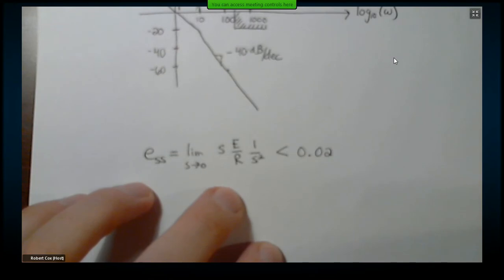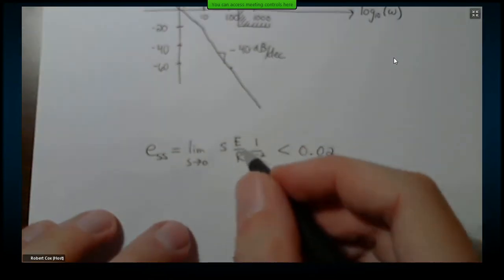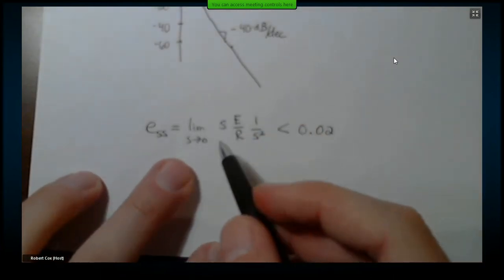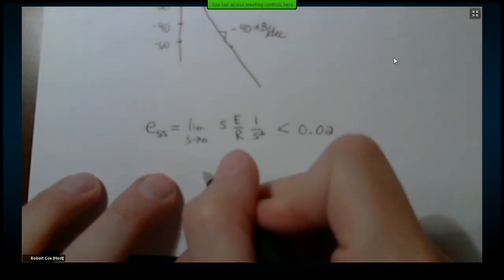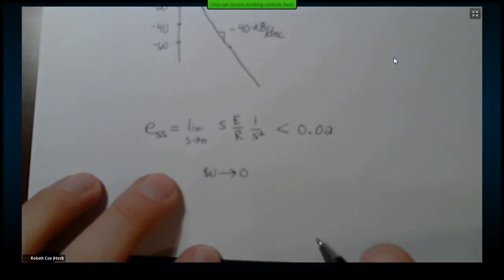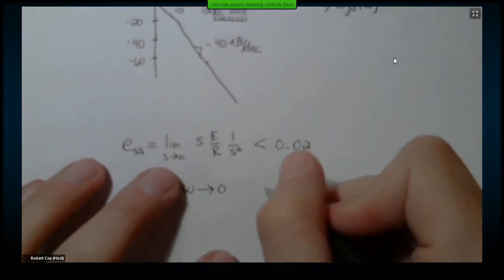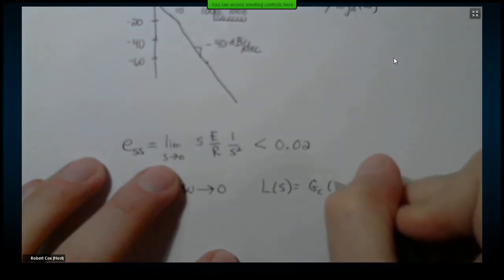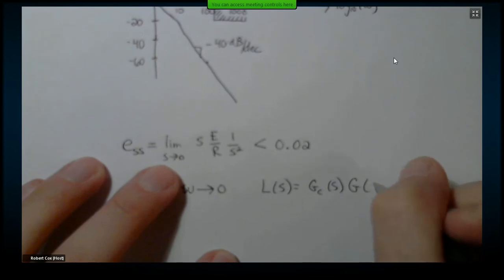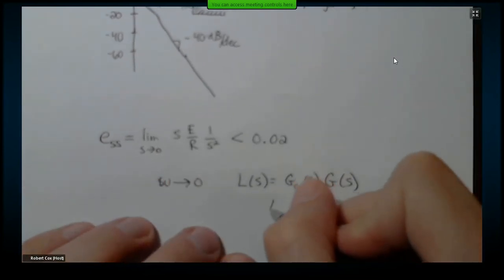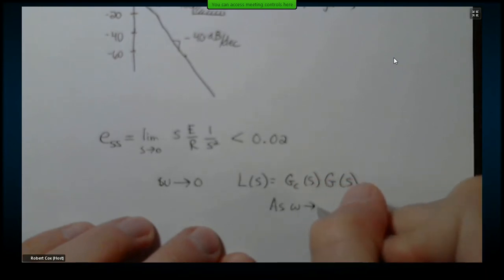All right, now let's think about E over R. If I'm talking about steady state, it means I'm going to low frequencies. Steady state means that frequency is headed to 0. So what I need to say is that my overall L of s is going to be G compensator of s times G of s, at low frequencies, so as omega goes to 0.